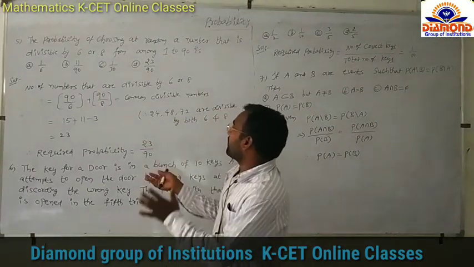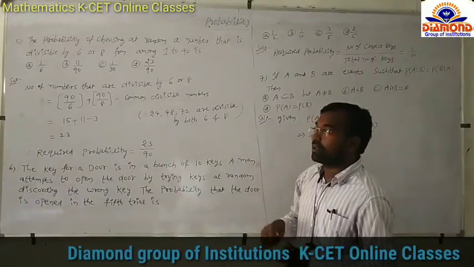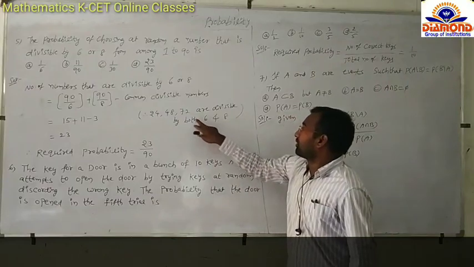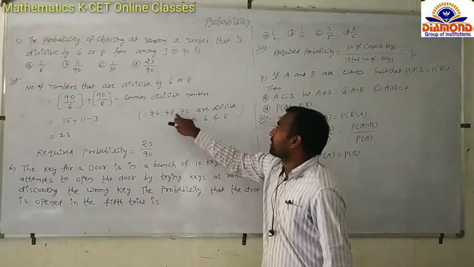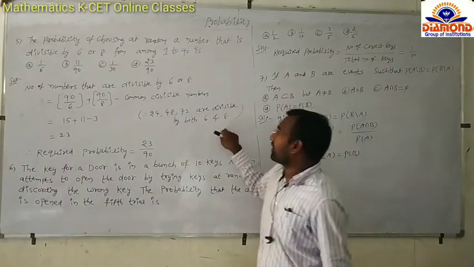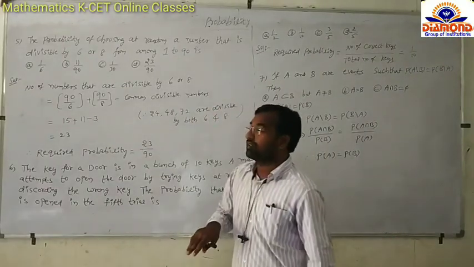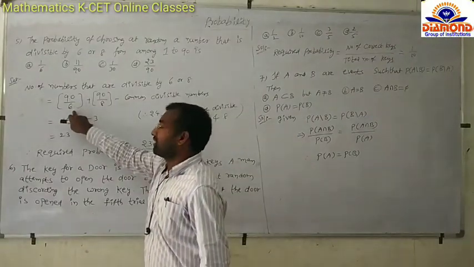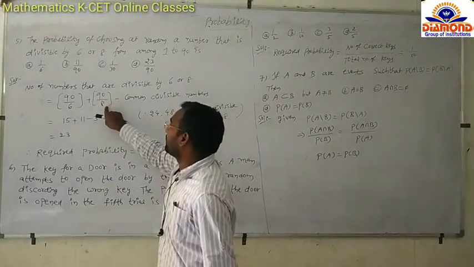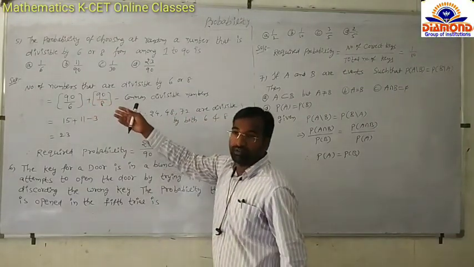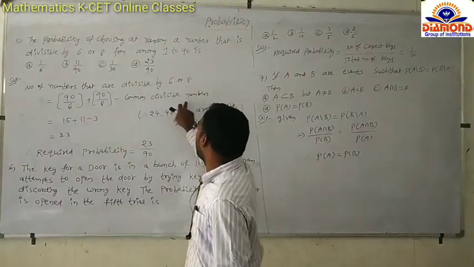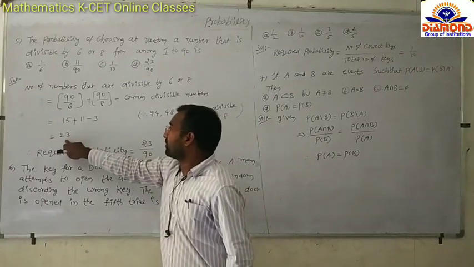Next, minus common divisible numbers. 6 and 8 common divisible numbers are 24, 48, 72. These three numbers are common divisible by 6 and 8, so you can deduct these three numbers. So 90 by 6 equals 15, step of 15 is 15 only. 90 by 8, 11 point something will come, so step of 11 point something is 11 only. Minus 3 common divisible numbers. So this equals 23.